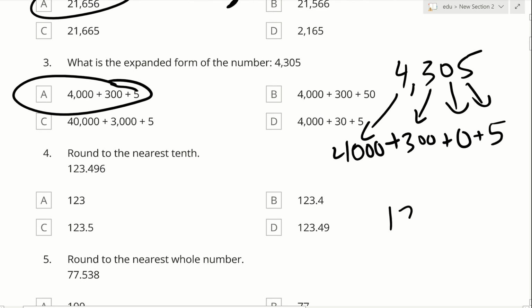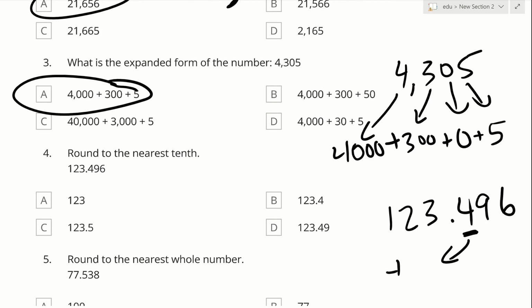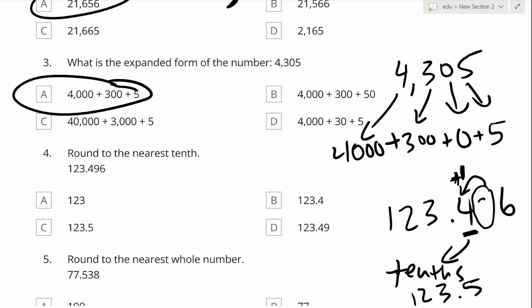I'm going to round to the nearest tenth place. So this is my tenths place. If the number next to it is 5, 6, 7, 8, or 9, it adds 1 to the value of the tenths place, so it would be 123.5. If this over here was 4, 3, 2, or 1, it would stay the same. So because it's a 9, I'm going to add 1 to the tenths place, it's going to be 123.5.